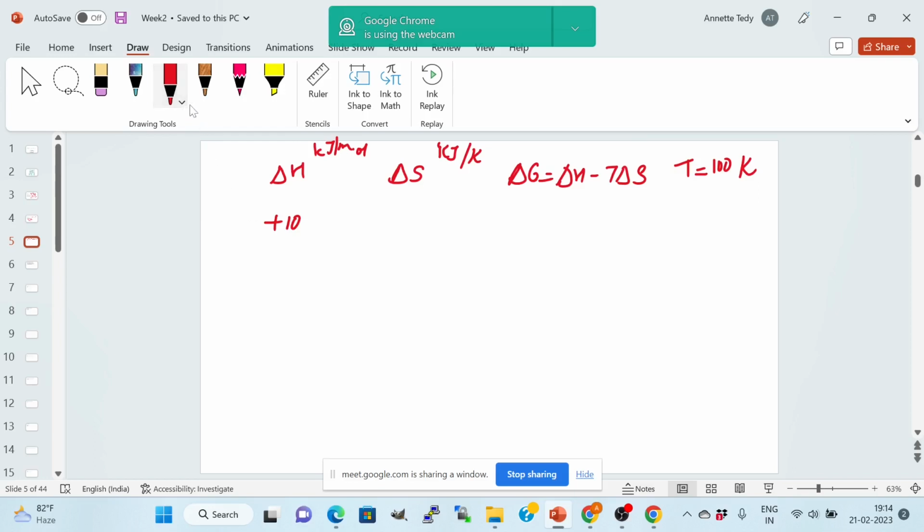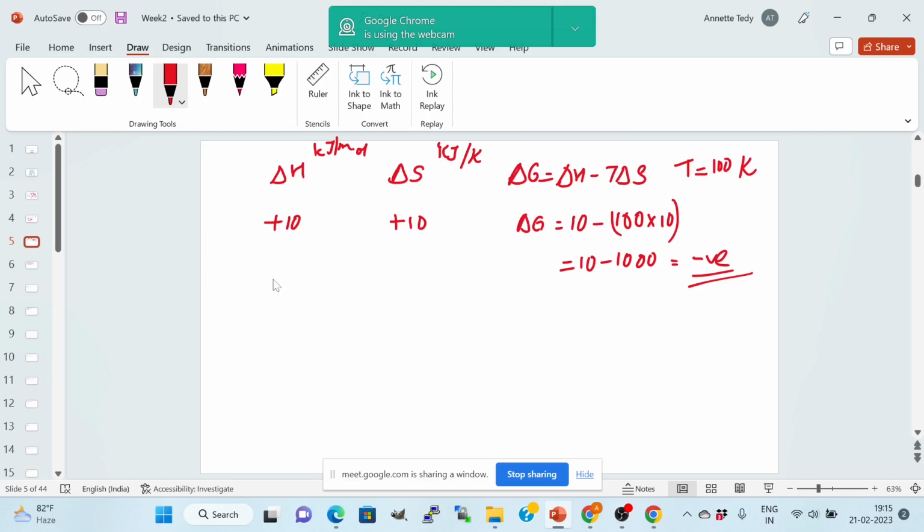Okay, so right now I am fixing the temperature at 100 Kelvin. Arbitrarily, I am saying my delta H is plus 10, that is positive 10 kilojoule per mole. And let's say my delta S is also positive, plus 10. So delta G will be how much? Delta G will be 10 minus T into 10, right? So T is 100, 100 into 10. So it's 10 minus 1000, right? So it is still a negative value. So when delta H and delta S are positive, delta G is negative.